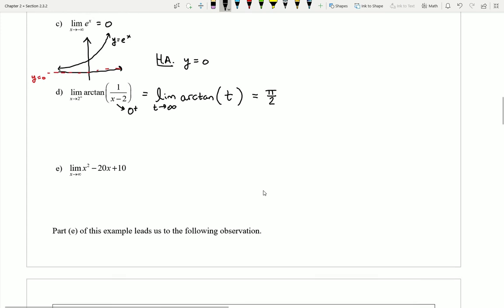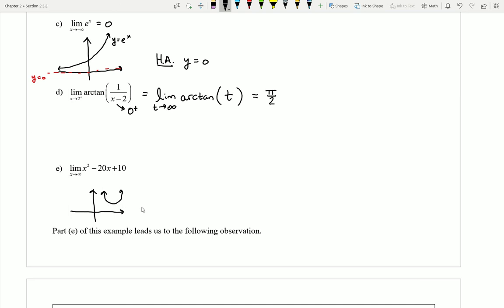Finally, let's take a look here at part E. In part E, we have the limit as x approaches infinity of an x squared minus a 20x plus a 10. Now, I don't know exactly what this graph looks like, but I know that it happens to be a quadratic function here. So let's just say, for the sake of argument, that it looks something like this.